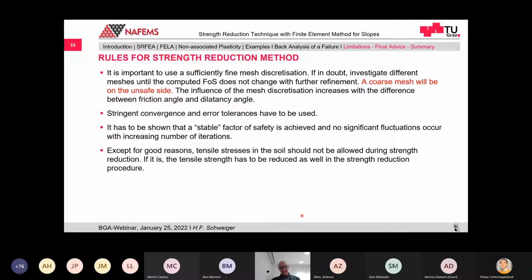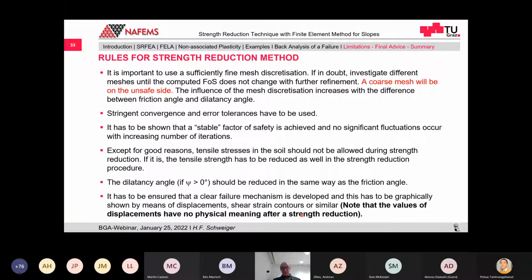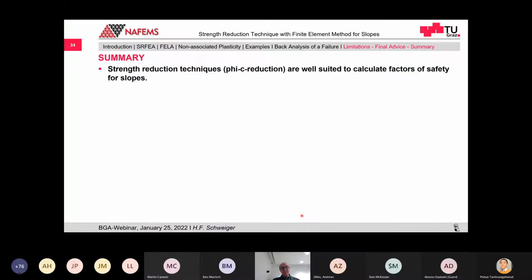Tensile stresses should be set to 0. If not, then it will change your factor of safety, and you may have reasons for it. Let's say if it's a cemented material or something, it's fine, but be aware that it changes your factor of safety. You should reduce the dilatancy in the same way as the friction angle, and you also have to make sure that you have a clear failure mechanism and not a very local one. And again, displacements have no meaning.